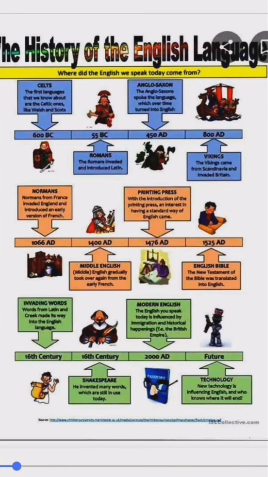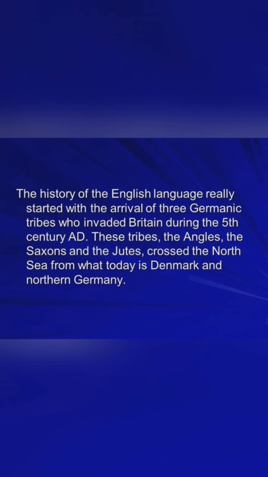The history of the English language really started with the arrival of three Germanic tribes who invaded Britain during the 5th century AD. These tribes were the Angles, the Saxons, who were migrants from northern Europe who settled in England in the 5th and 6th century, and the Jutes, who were the inhabitants of the Isle of Wight in England. They crossed the North Sea from what today is Denmark and northern Germany.